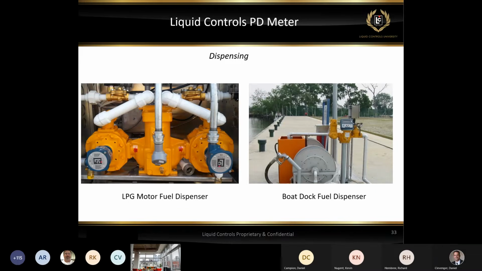That's actually a dual-sided dispenser system. One meter would send the electronics to the facing curbside dispenser, if you will, and the other MA4 would send the pulse signal to the other side of the electronic register, so you could fuel both sides of the island at the same time with LPG. And then the one on the right is a boat dock fuel dispenser. While it's not LPG, that would be used for either gasoline or most likely diesel fuel, because it's a higher volume flow rate than what you would see for small outboard engines.